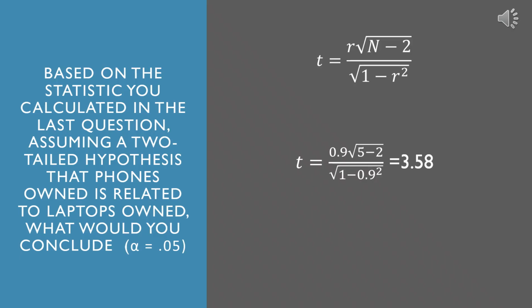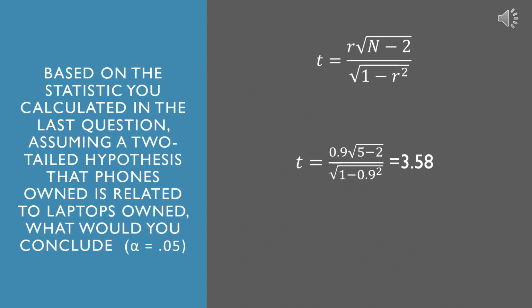So if you were to do the math, we just calculated a correlation coefficient of 0.9. So it would be 0.9 times the square root of n minus 2. There's 5 people in the sample, so 5 minus 2. Divide that by the square root of 1 minus R squared. So that's 0.9 squared. If you do the math, you would end up with an observed t-score of 3.58.